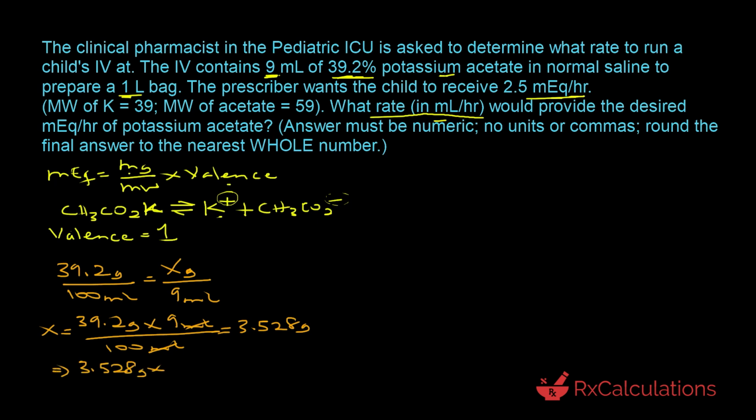So 3.528 grams, you multiply this by the conversion factor. 1 gram is 1,000 milligrams. The grams cancel out and you end up with 3,528 milligrams.